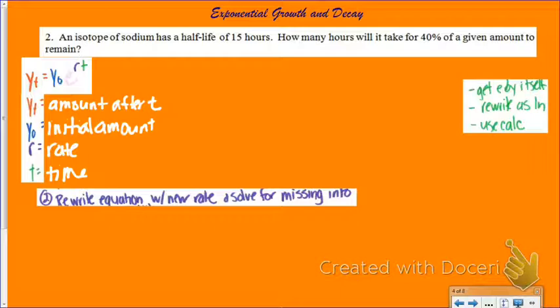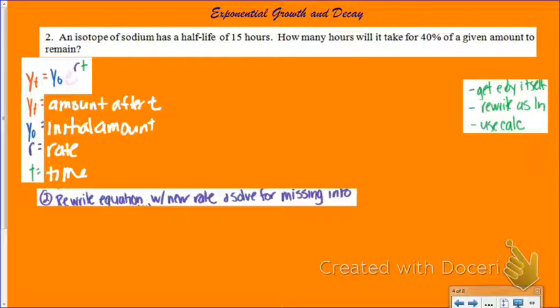What we have to do first, just like when we had to solve for k, we need to solve for r. Now the half-life is not actually the rate. We use the half-life to determine the rate. The reason I'm doing a half-life question first is because it's probably the most difficult out of these word problems, because we tend to forget that. So we need to actually solve for our rate.